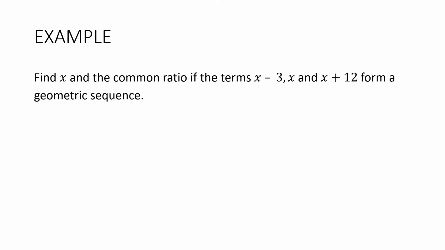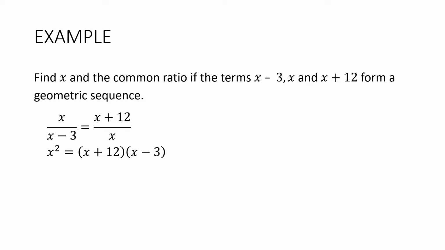Here's another example. Find x and the common ratio if the terms x minus 3, x, and x plus 12 form a geometric sequence. So we're going to do term 2 divided by term 1 and put that equal to term 3 divided by term 2. Cross multiplying, don't forget your brackets. x squared is equal to x plus 12 in brackets multiplied by x minus 3 in brackets. Now let's expand this right-hand side, and we get x squared is equal to x squared plus 9x minus 36. Tidying this up, these two terms will cancel out. 9x minus 36 is equal to 0, and solving the equation, x is equal to 4.